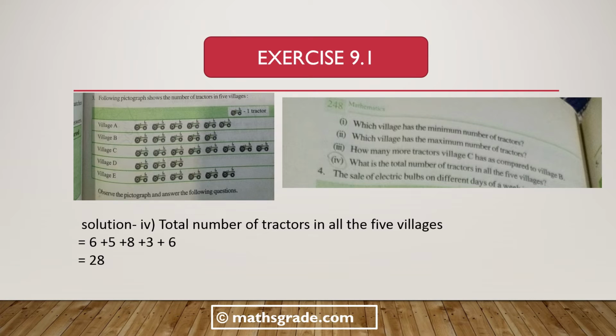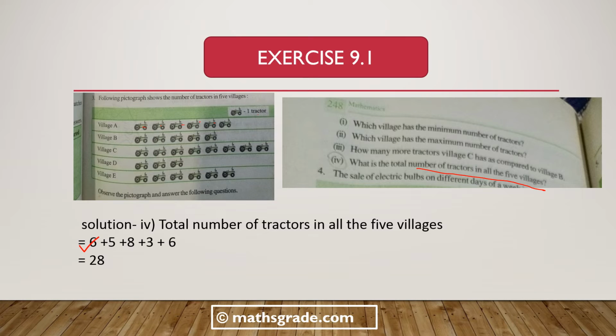Now we have to solve question number 4th bit. What is the total number of tractors in all the villages? We have to find out the total number of tractors of village A to village E. Village A, village B, village C, village D and village E. So number of tractors in village A is 1, 2, 3, 4, 5, 6. 6 tractors in village A.